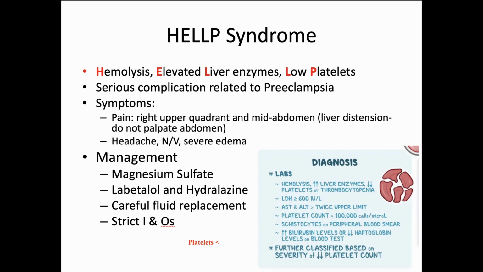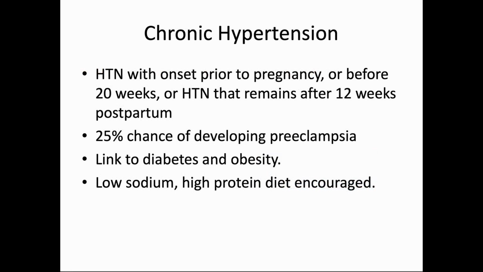And then our chronic hypertension, right, that's somebody who either already had it before, or it happened before 20 weeks, or it continues 12 weeks postpartum, right? Just know that they are at great risk for preeclampsia, a 25% chance of developing preeclampsia during the pregnancy. There's a link to diabetes and obesity, right? So generally, this is going to be managed with diet, right? Low sodium, high protein, just like our usual blood pressure stuff.